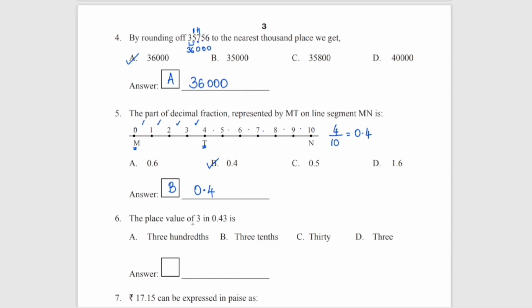Next question. The place value of 3 in 0.43 is, so let us write 0.43. 4 is in the place of tenths, 3 in the place of hundredths, and 0 is in the place of ones. So we need to find the place value of 3, which is 3 hundredths. Correct option is A, and the answer is 3 hundredths.